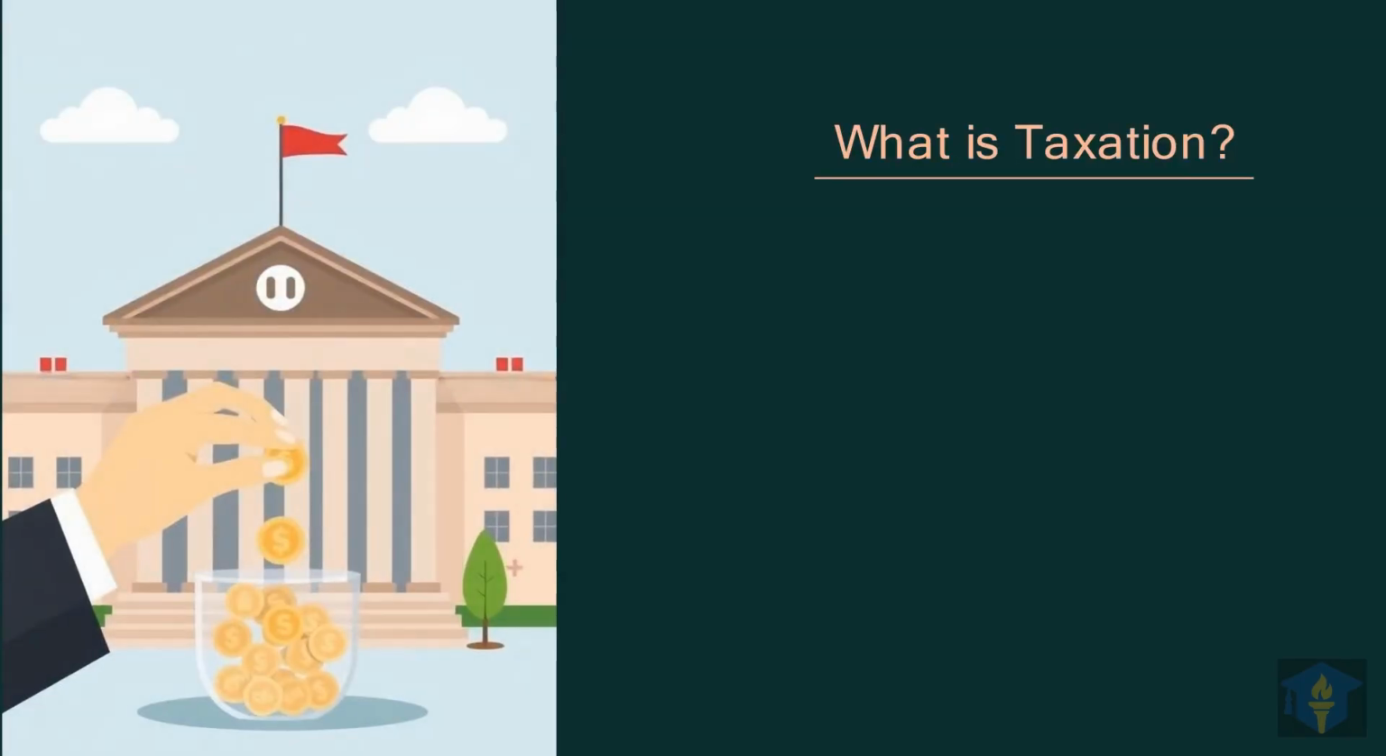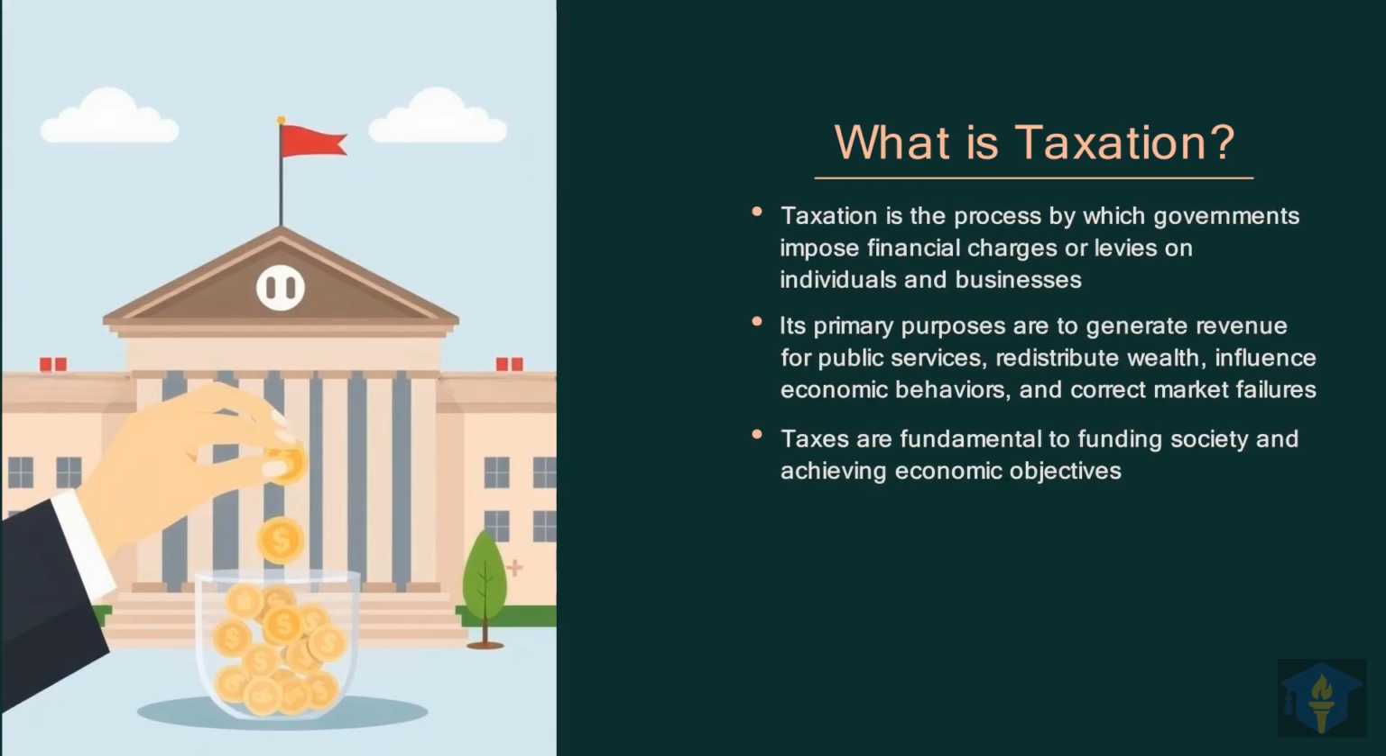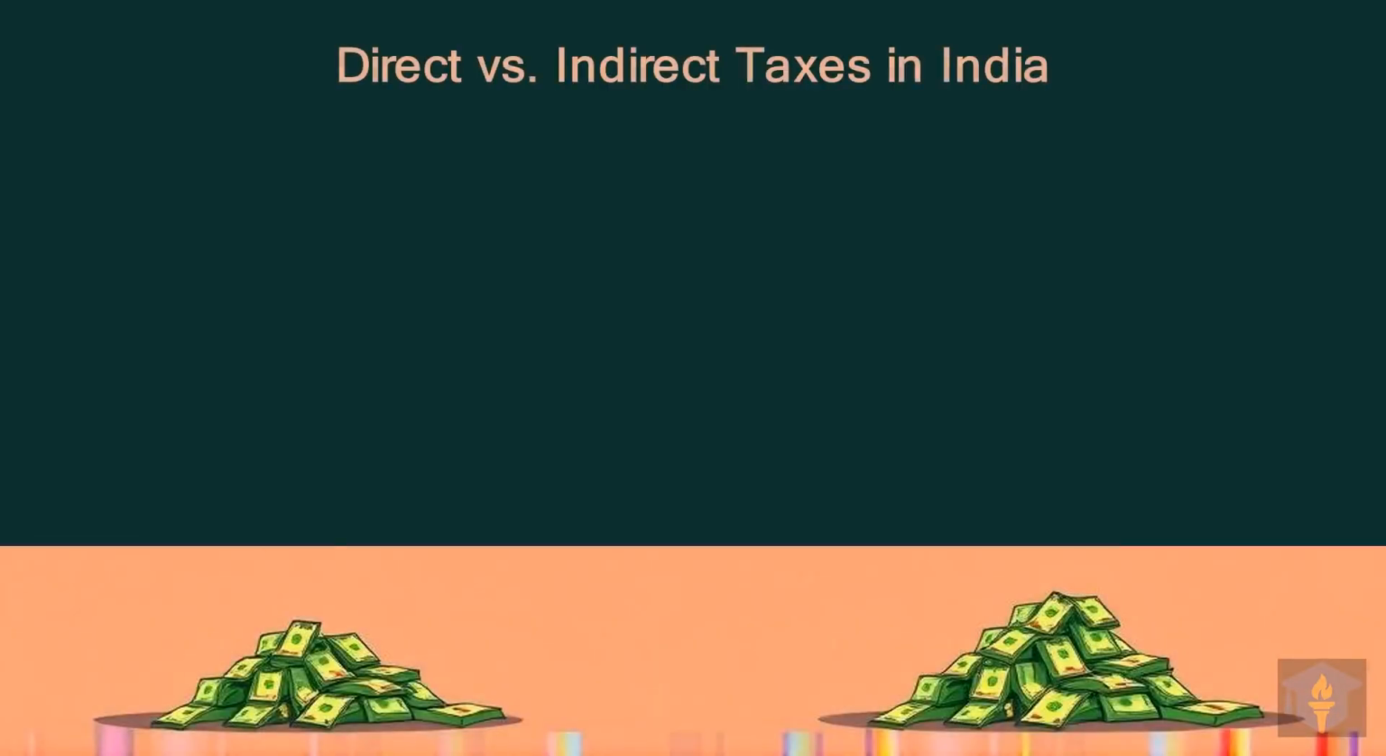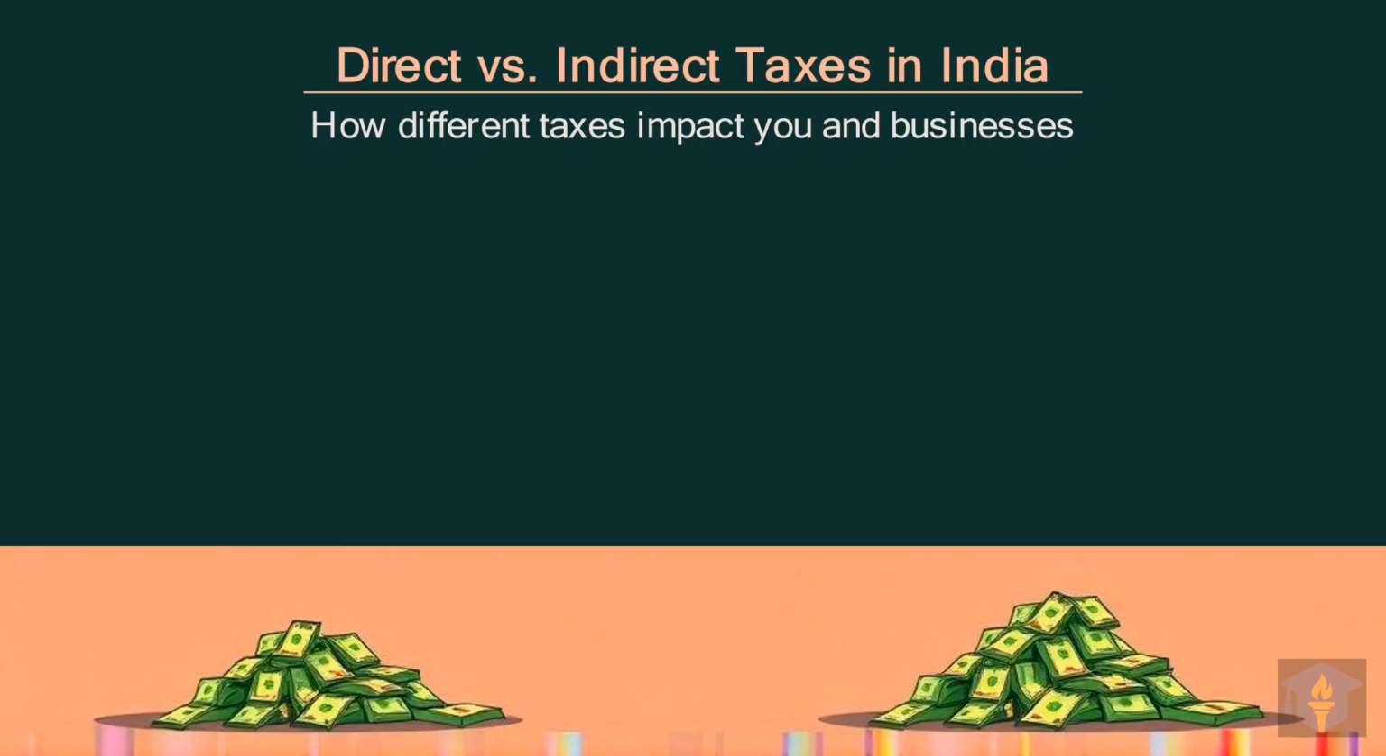So, let's start by defining a fundamental concept. What exactly is taxation in an economy? Taxation is how governments collect money from individuals and businesses to fund public services and achieve economic goals. Now, let's explore the difference between direct and indirect taxes, especially in the context of India. We'll see how these distinct types of taxes impact both individuals like you and various businesses.